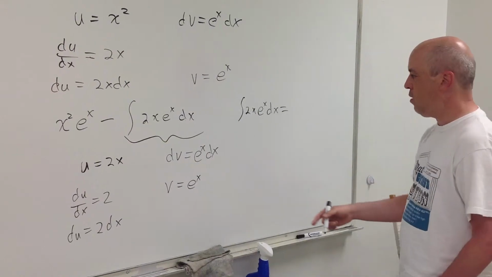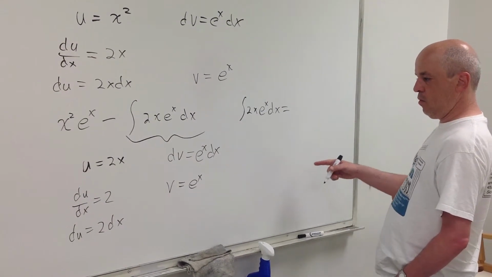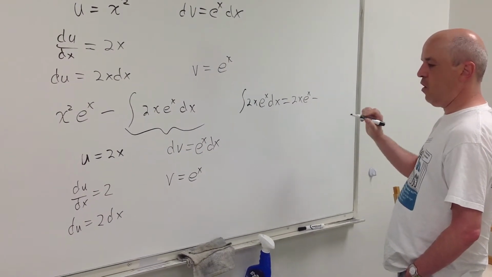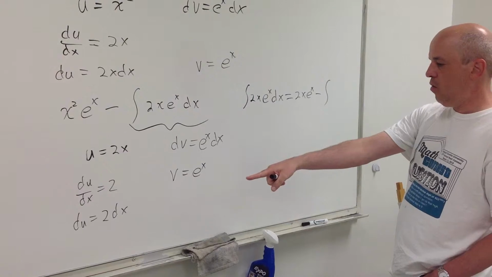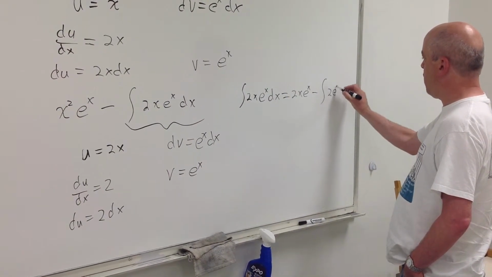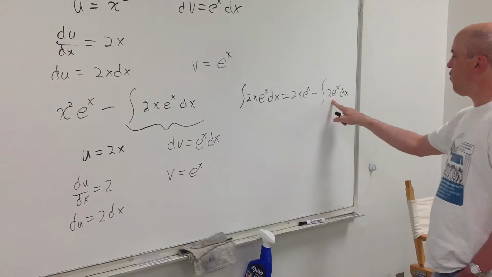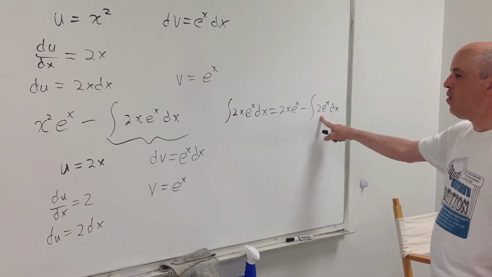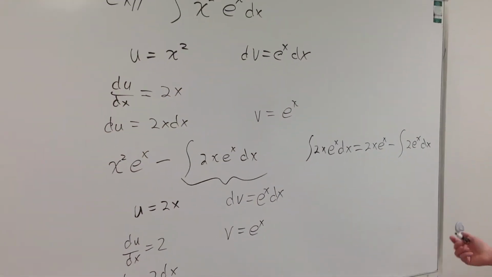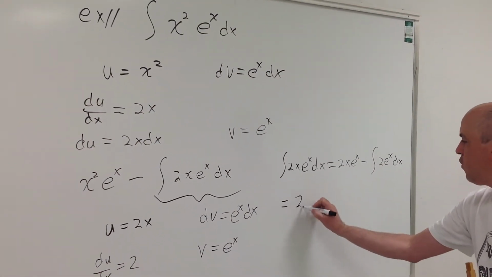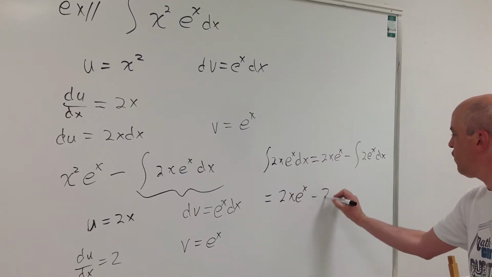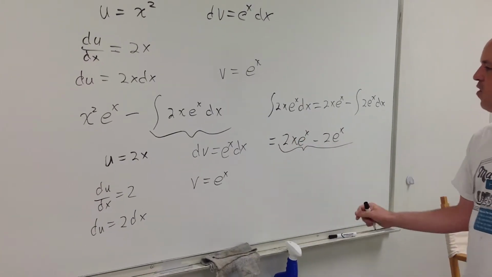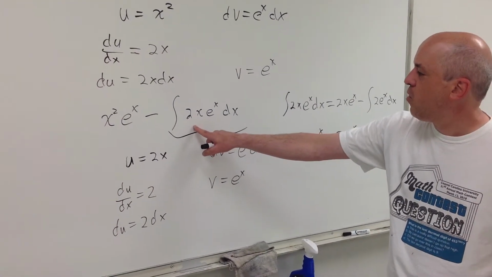So u times v, 2x e to the x, minus the integral v du, that's 2 e to the x dx. And now you should note that this is an integral that we can just write down an answer for. This was our second time using integration by parts, and we started with 2 as the exponent for x. So this is 2x e to the x minus 2 e to the x. So this entire expression is going to get pasted into our bigger solution right here.